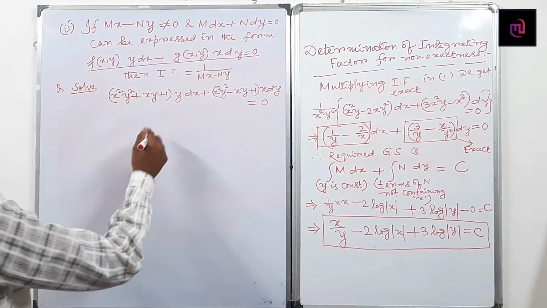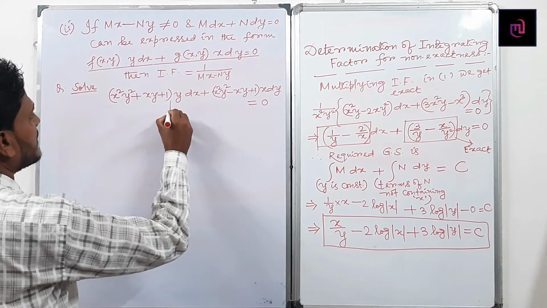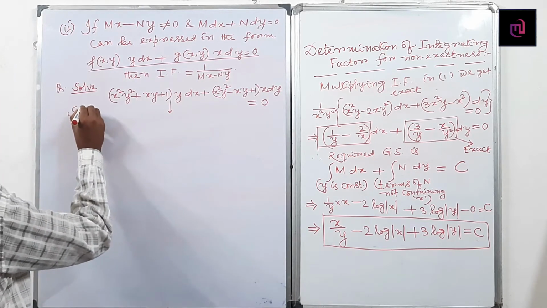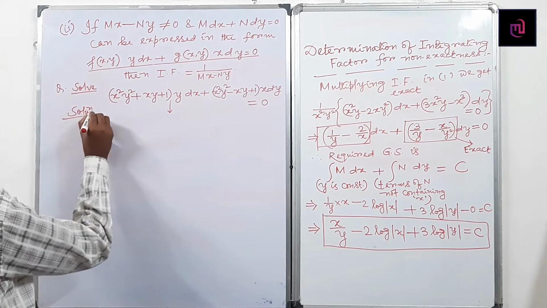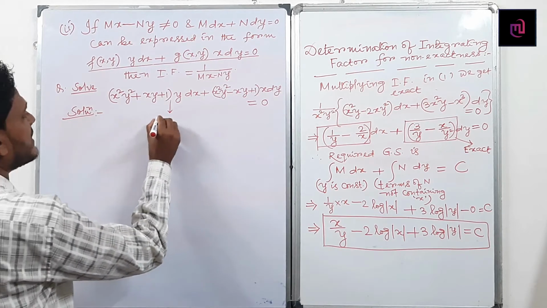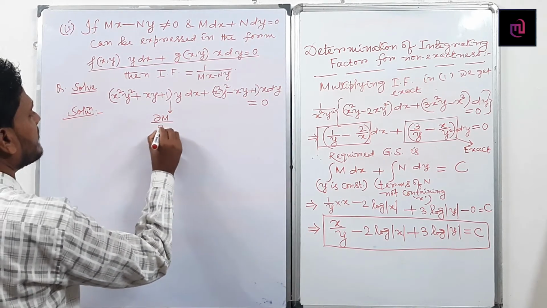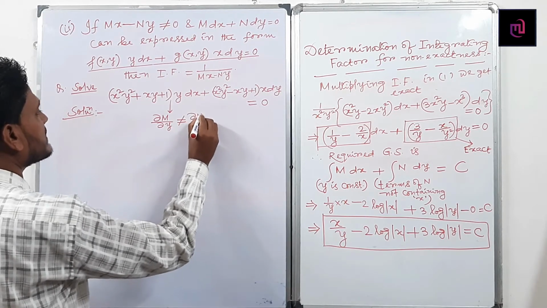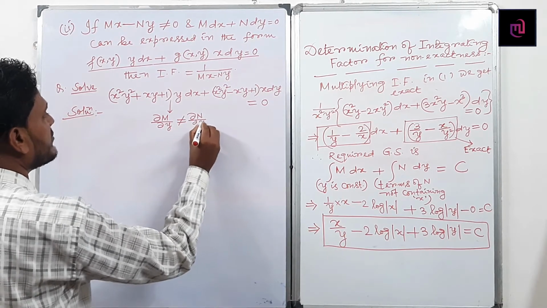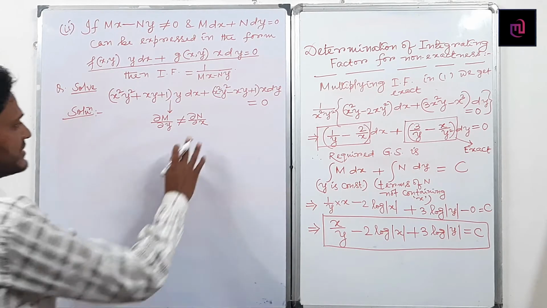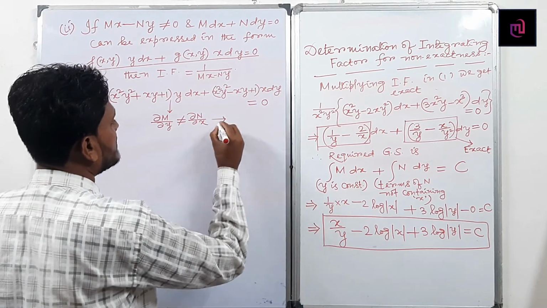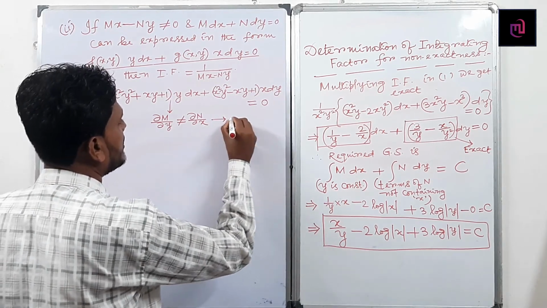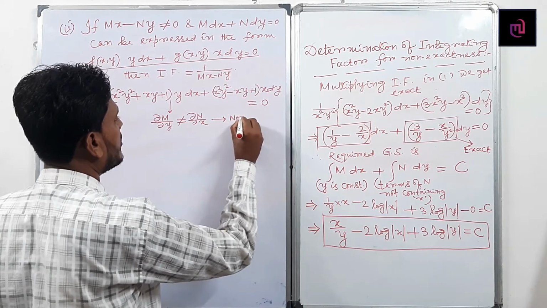Here in this case you can directly find the solution. You must get del m by del y not equals to del n by del x. If you check it, you must get this part. So this is the non-exactness condition, so this is non-exact.